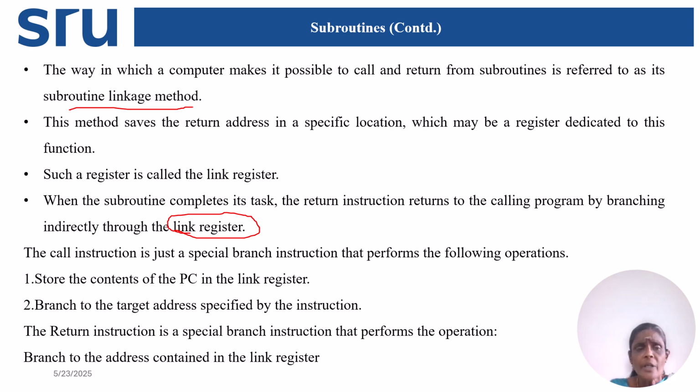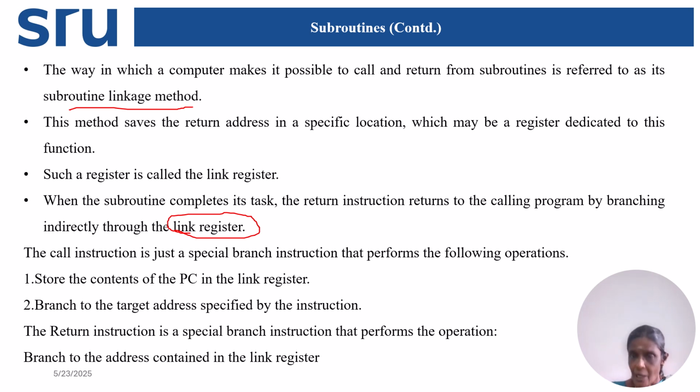So, in conclusion, the summary of this topic is that the call instruction is just a special branch instruction. So, branching where it is going to the subroutine. Number one, store the content of the program counter in the link register, because it is a non-living thing, it will forget from where it went away.